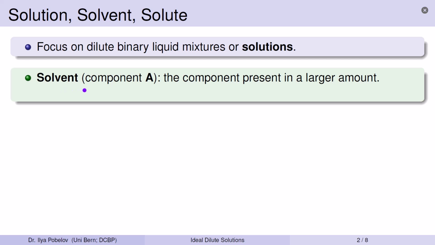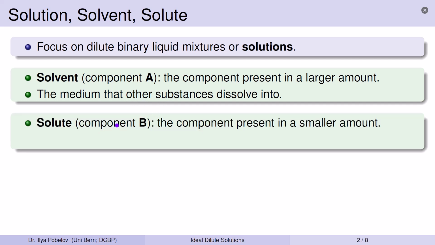Solvent. This is the component present in a larger amount. For our discussion, we will refer to it as component A. Think of the solvent as the medium that other substances dissolve into. Solute. This is the component present in a smaller amount. We will call it component B. Essentially, it's what gets dissolved into the solvent.